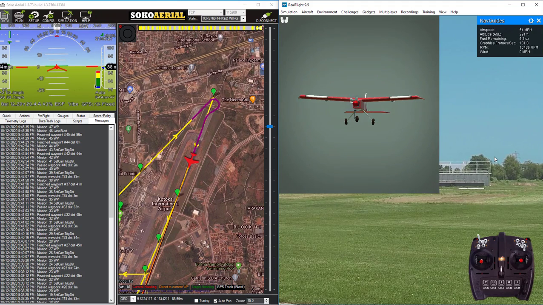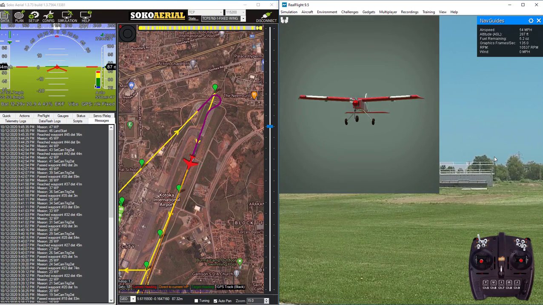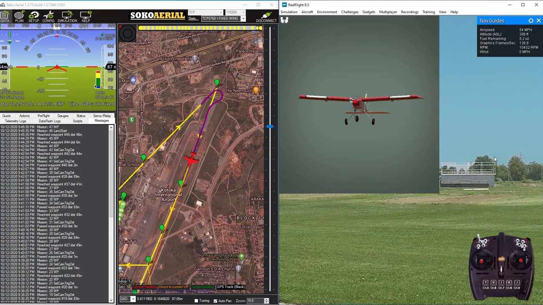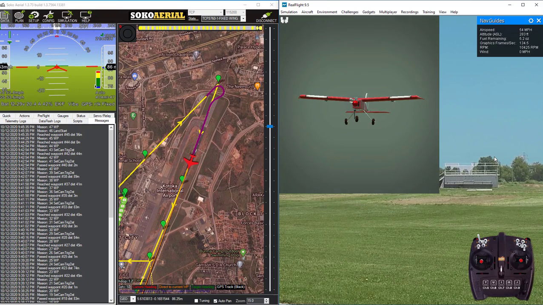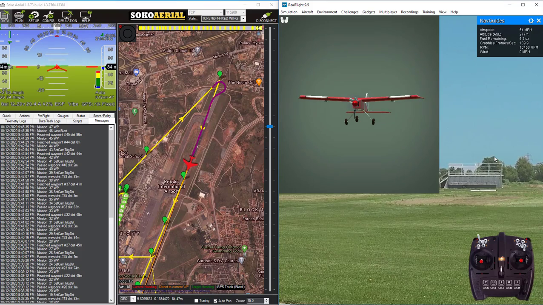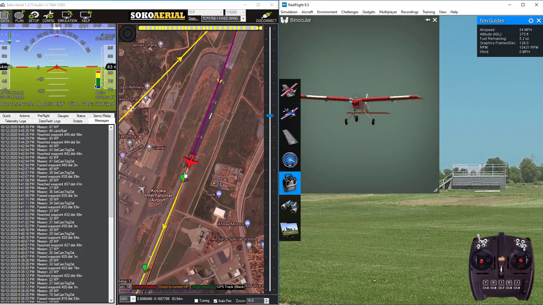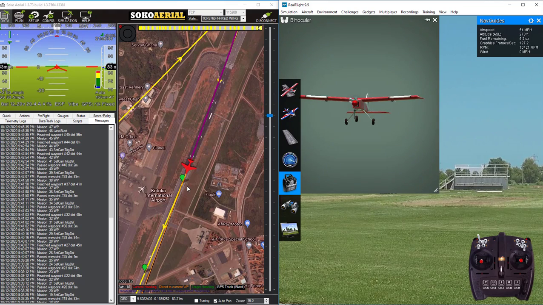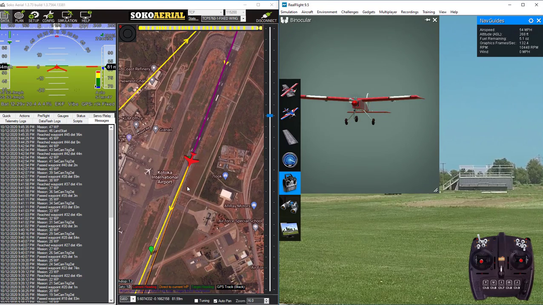Nice one. This is beautiful. I mean, this visualization for training is beautiful. Wow. So it just got to the next waypoint, which is 47. Here we go.